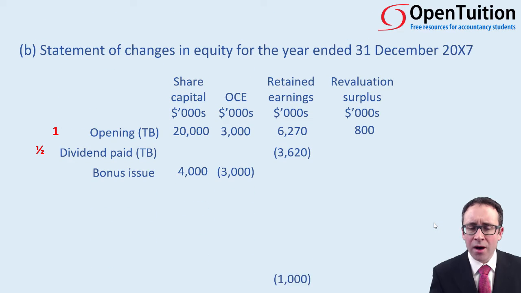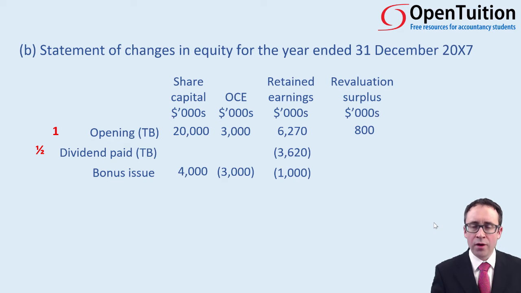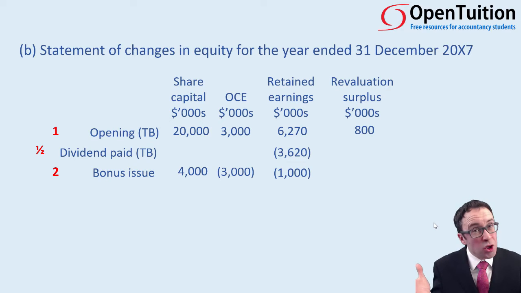So remember, we were on 5 marks, weren't we? There we go. Okay, bonus issue: credit share capital 4. Debit your other components of equity, which is your share premium at 3, and retained earnings get reduced as well by the 1. We're on 5. Get that right.